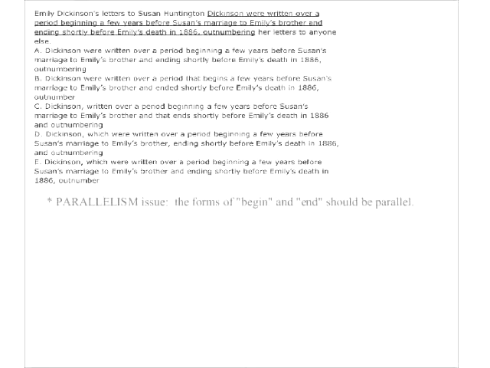So let's see how we do on that. Here's beginning and here's ending. That works. Here's "that begins" and "ended." That doesn't work. This is "beginning" and "that ends." That doesn't work. This is "beginning," comma "ending." So in this case, you don't have a parallel structure.